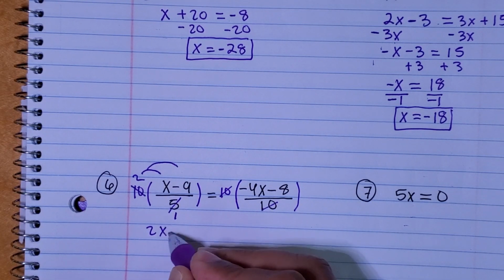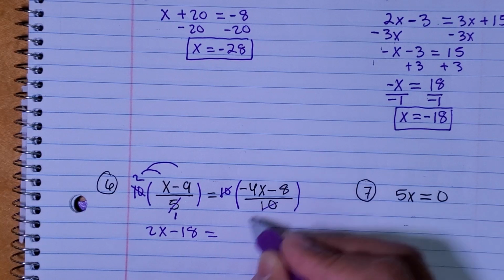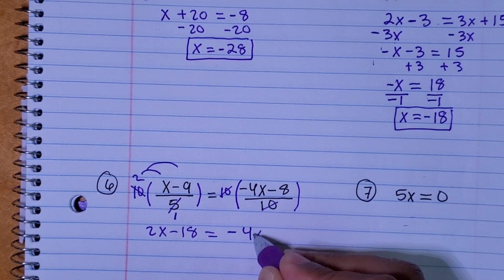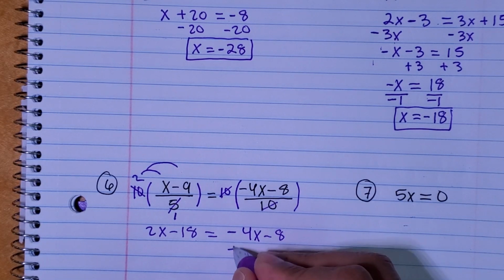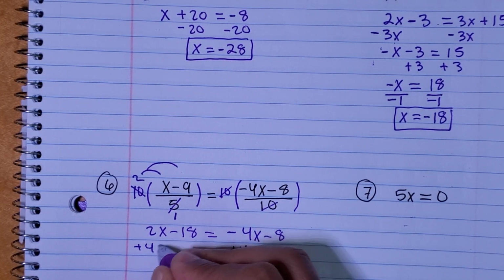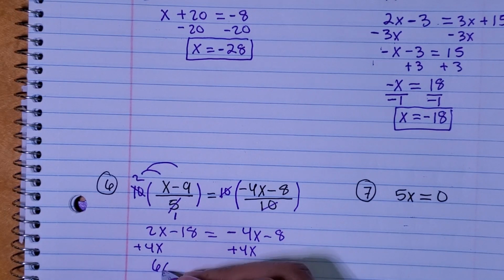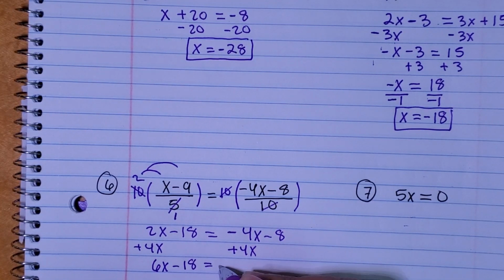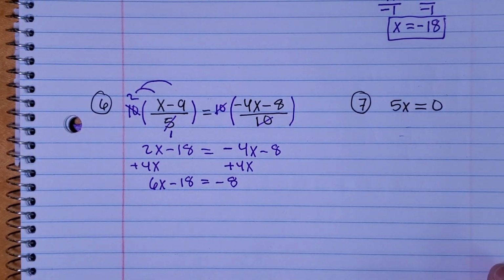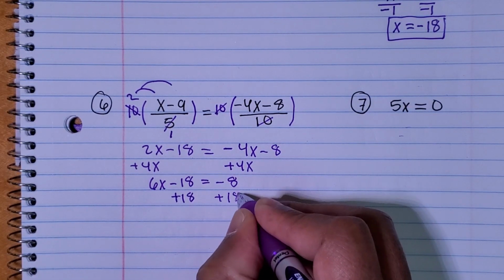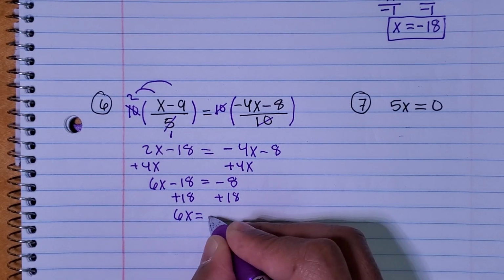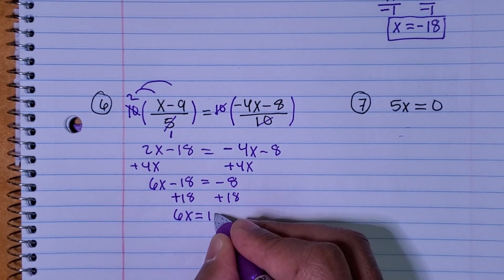So that will give you 2x minus 18 equals, and now we get rid of that 10. So it's just negative 4x minus 8. So see how the fractions went away? And now this is much simpler to work with. So then I'm going to add the 4x's here and also on this side. So then this will be 6x minus 18 equals negative 8. All right. Next, what I'm going to do is I'm going to add 18 to both sides of the equation. So then I have that 6x equals negative 8 plus 18. That's going to be 10.